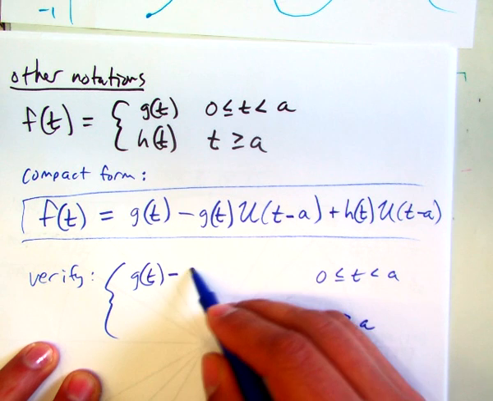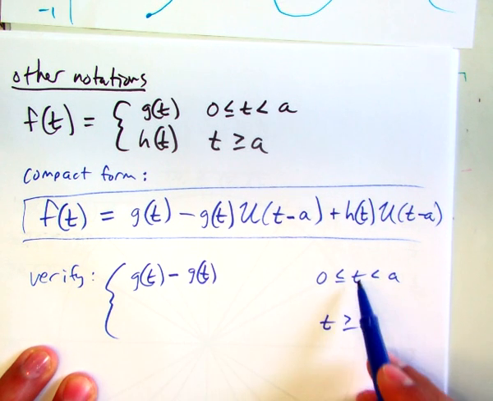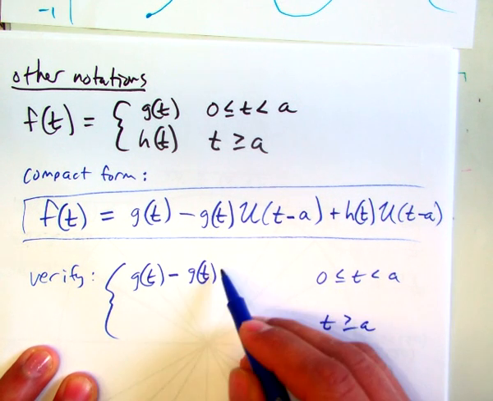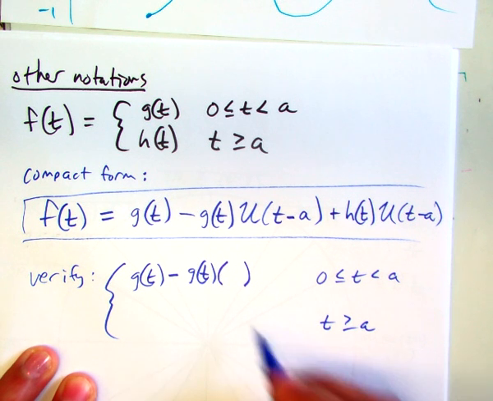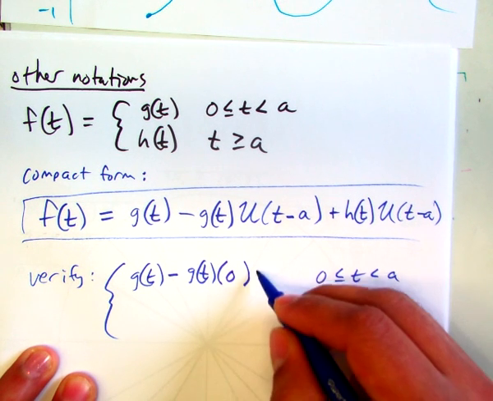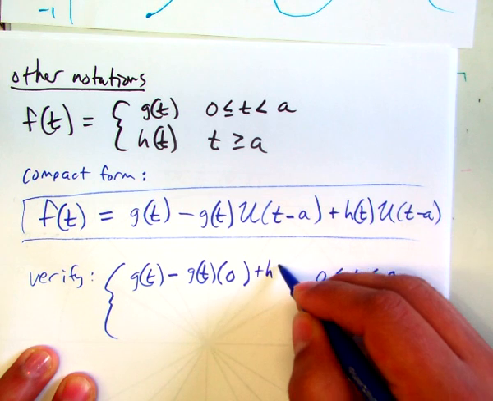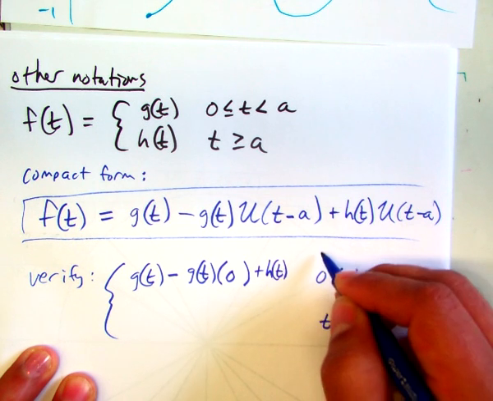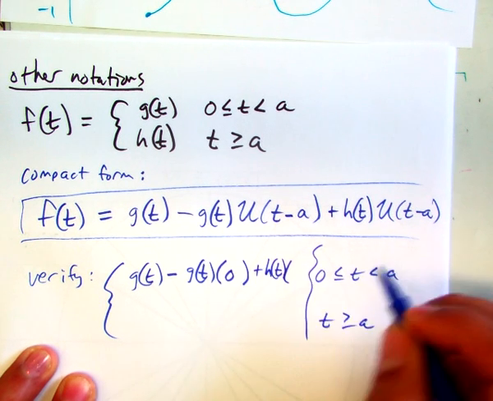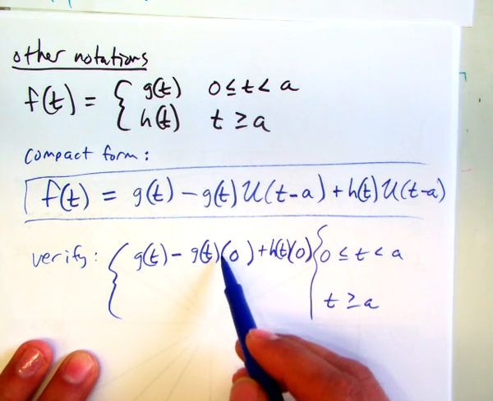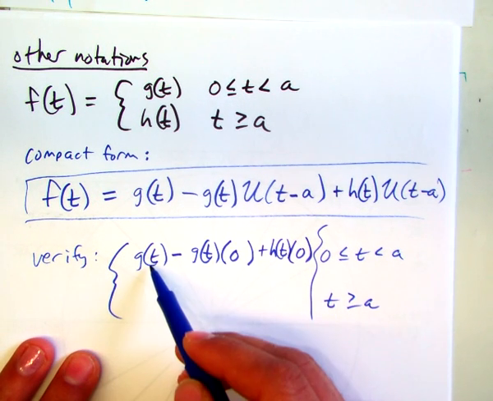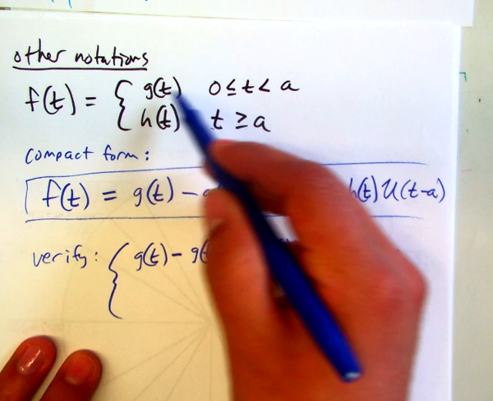minus g of t, according to the definition, what does u equal from 0 to a? 0, plus, here's h, and again, we have u, which equals 0 from 0 to a, right? So you guys see that that works. This is 0, that's 0, so we have only g of t from 0 to a, which is what we wanted in the first place.